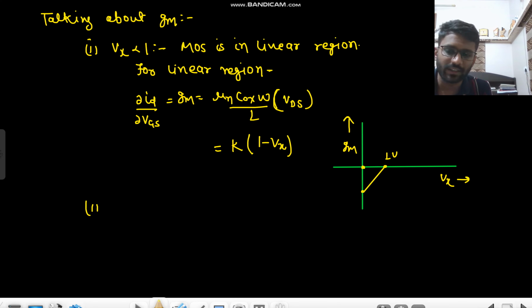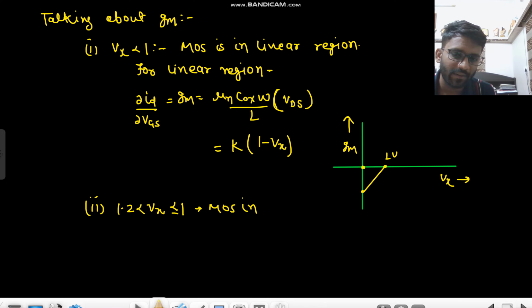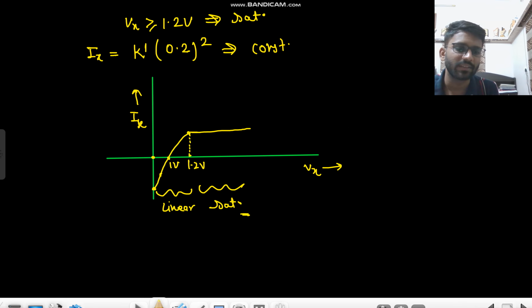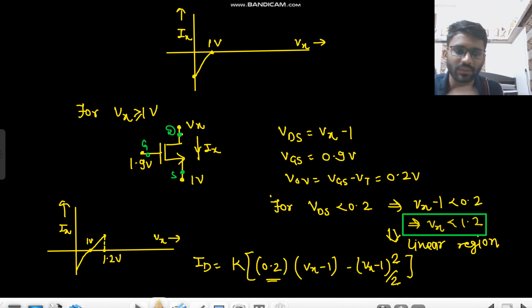Now talking about the second condition, when Vx is less than 1.2 but greater than or equal to 1. In this, MOS is in the linear region again. Again in the linear region. So what is gm? Some k into VDS. What is VDS in this condition? For the second condition, what is VDS? Vx minus 1.